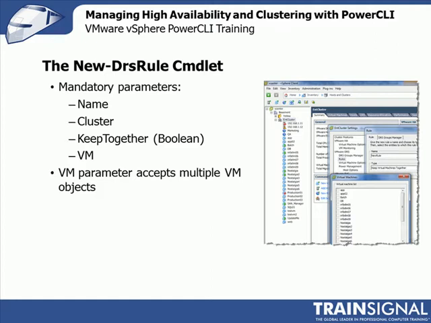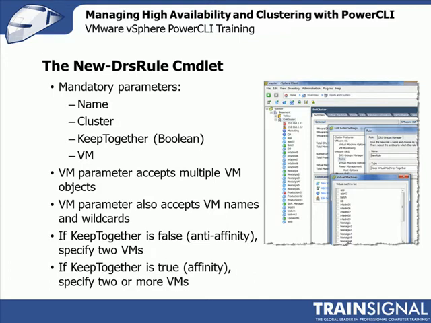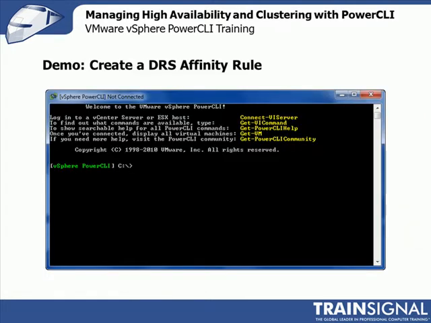Now the number of them is important, and this is detailed in the help file for the New-DRSRule commandlet. The VM parameter accepts virtual machine names and wildcards or objects, so it's very flexible there. If KeepTogether is false, then you have an anti-affinity rule, and you can specify 2 virtual machines. If KeepTogether is true, then you have an affinity rule, and you can specify 2 or more virtual machines. So let's go into the shell, and I will show you how that New-DRSRule commandlet works.